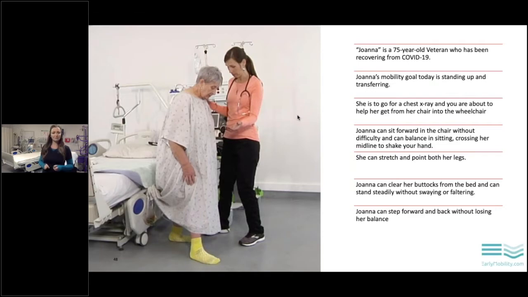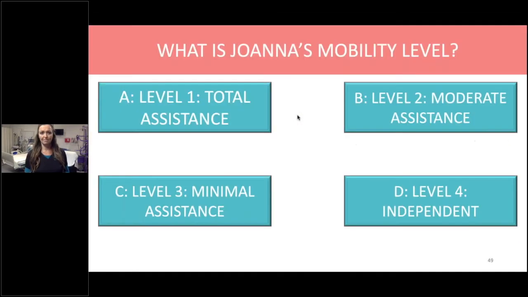She can cross her midline. She can stretch and point both legs. She can clear her buttocks from the bed and can stand steadily without swaying or faltering. Joanna can step forward and back without losing her balance. What's her mobility level? Total, moderate, minimal, or independent?